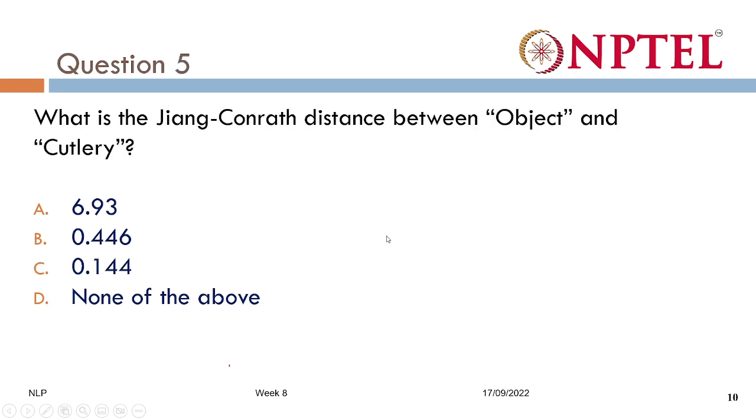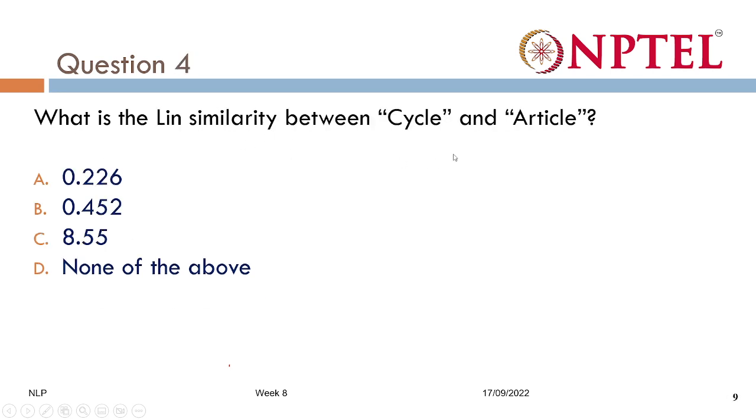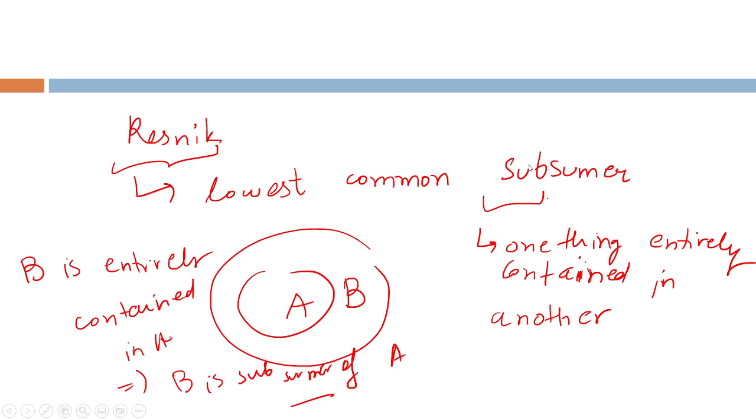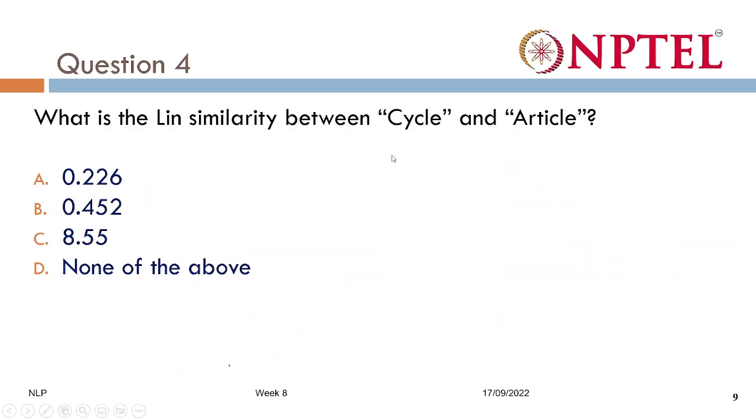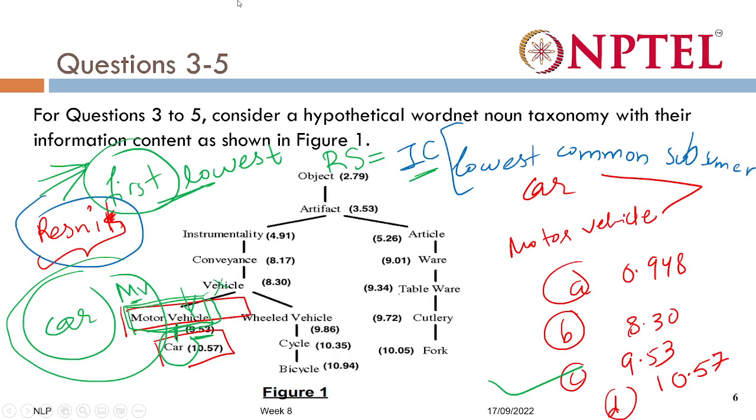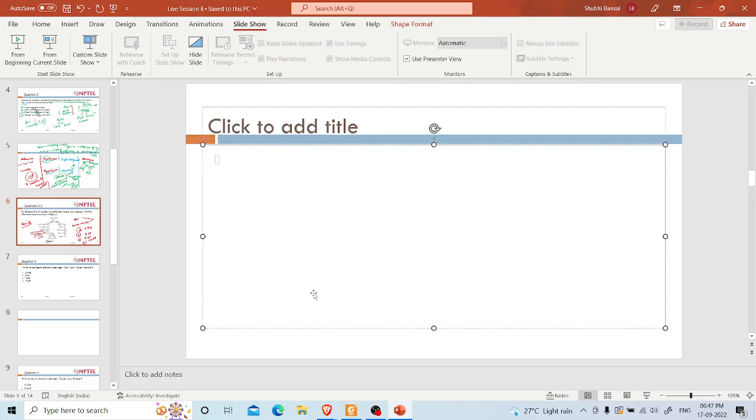Now, similar question: what is the Lin similarity between cycle and article? Next question, Lin similarity between cycle and article you are to find. So I will write, or maybe I'll draw the diagram over there. Wait.